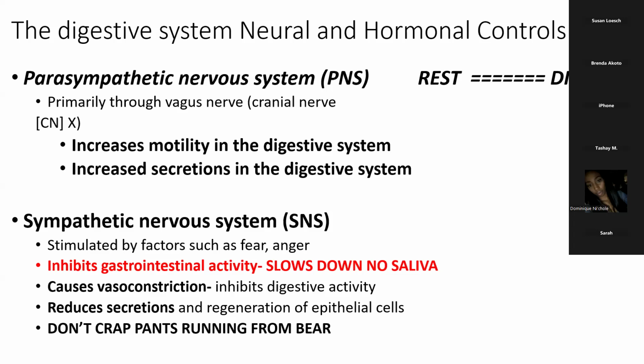It's going to lead to vasoconstriction, no digestive or very little digestive activity. It reduces the secretion. It doesn't allow those epithelial cells to regenerate, which we need to do. And it's all things that we appreciate because we don't want to crap our pants when we're stressed out or when we're running from a bear. All right. So you have to know this.